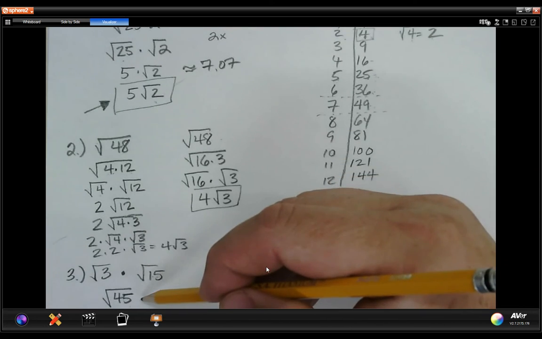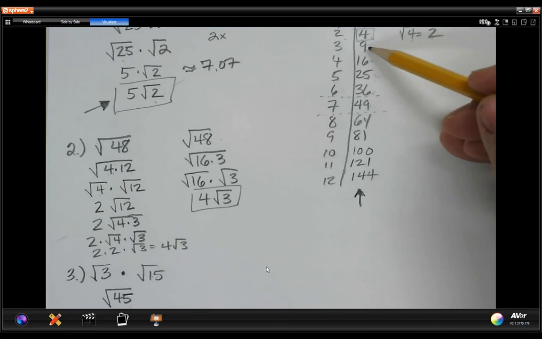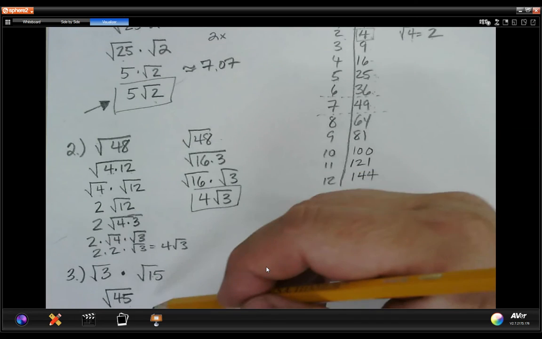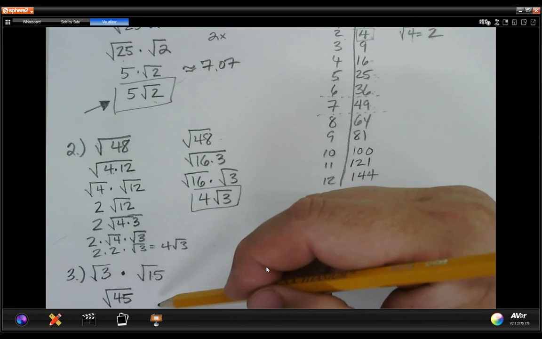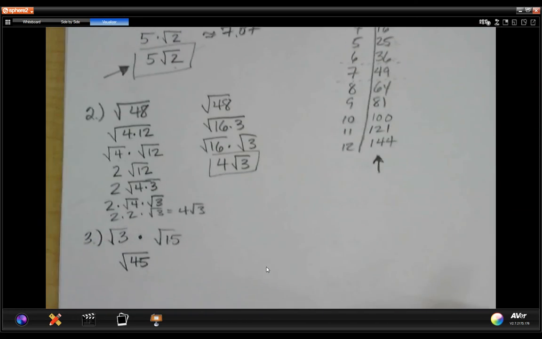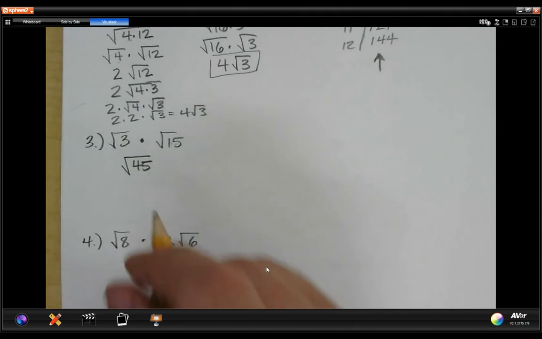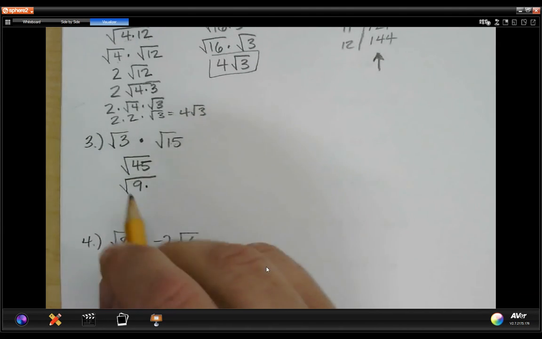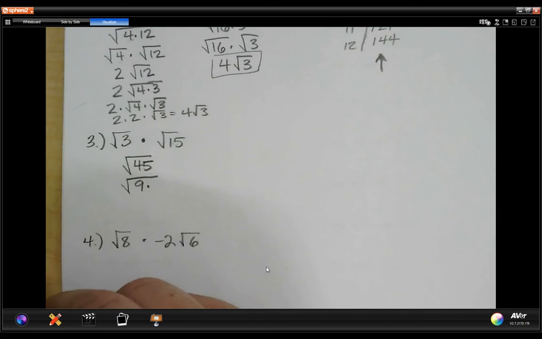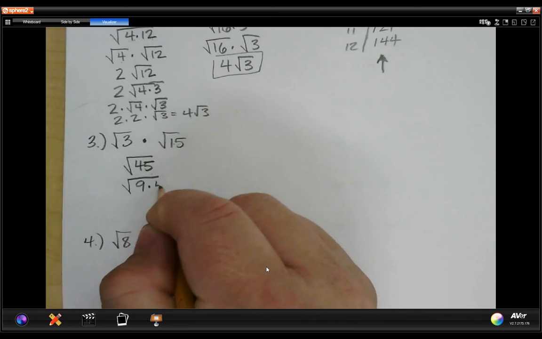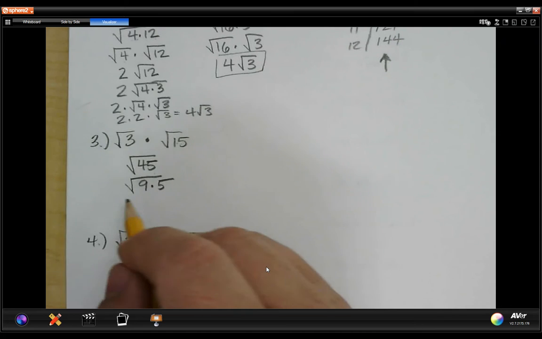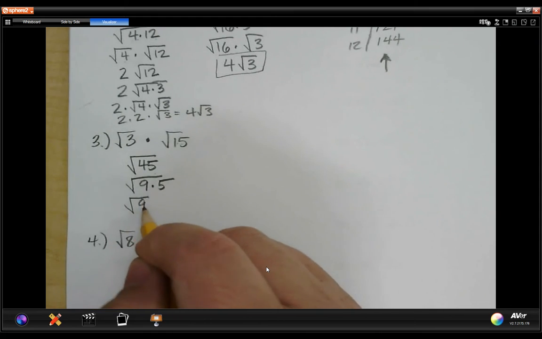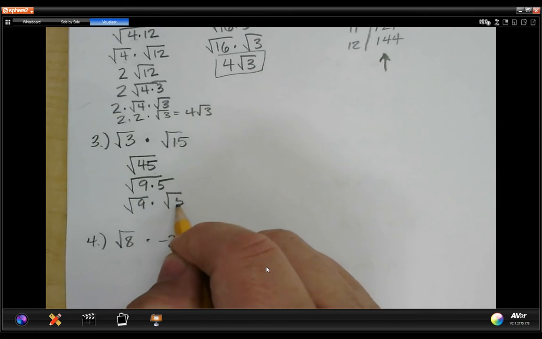16 won't go into 45 evenly. What if I take 45 divided by 9? Will 9 go into 45 evenly? Well, as a matter of fact, it will. So watch what happens. We're going to rewrite this as the square root of 9 times what? 9 times what gives me 45? Well, that's 5. So now I could rewrite that as the square root of 9 times the square root of 5.